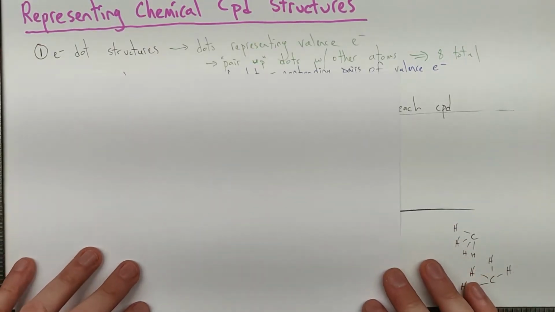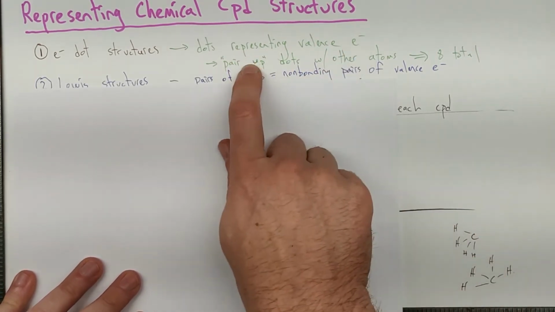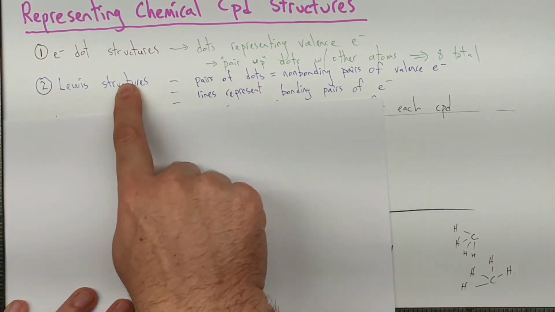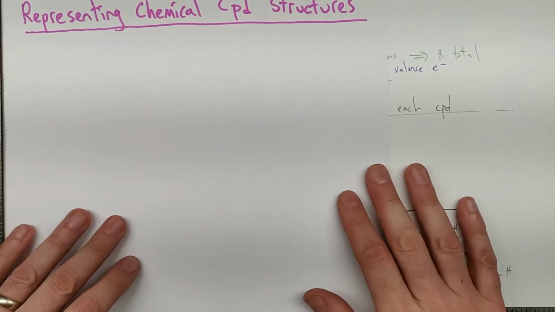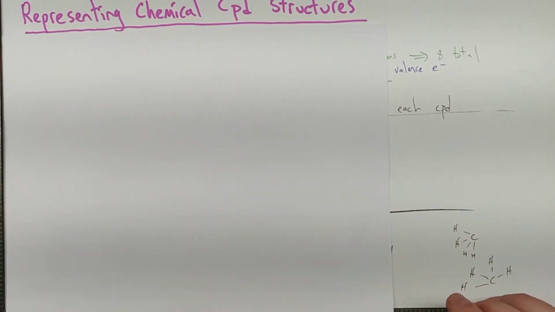And electron dot structures, we got pairs of dots, whether they're for bonding or non-bonding purposes. Lewis structures, you got lines and dots. That's it. Do not outsmart yourselves.